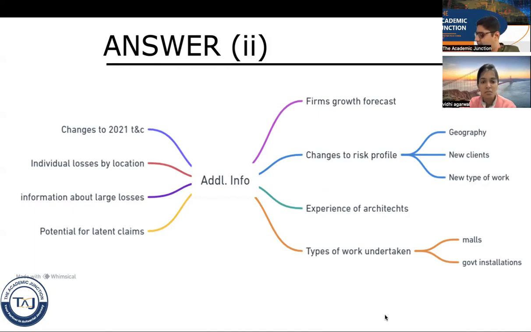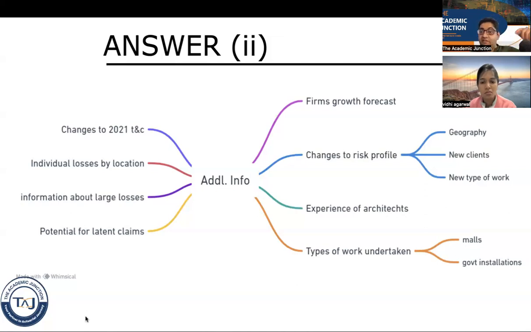Right? I think somebody said, what about large losses reasons? That's a good point, but expand on that. So it's not just reasons for large losses, but future large losses as well. Individual losses by location. The question clearly mentioned that they have multiple locations, which means you have to get losses by location. You have to identify what locations they have.